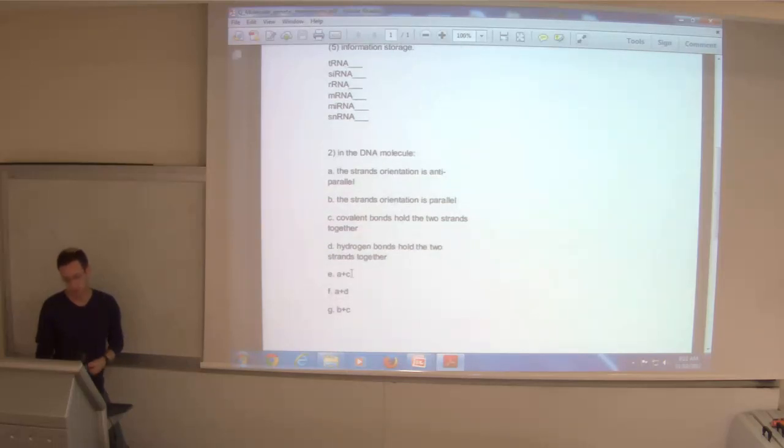Okay, this is just one question. In the DNA molecule, what's the correct sentence or sentences? A, the strand orientation is anti-parallel, right? Essential part of the DNA double helix. B, the strand orientation is parallel, incorrect. C, covalent bonds hold the two strands together. What do you think? Right, it's only hydrogen bonds, what we call Watson-Crick bonds. Covalent bonds exist between each building block of each chain. So C is incorrect. Hydrogen bonds hold the two strands together. This is correct. A and D.